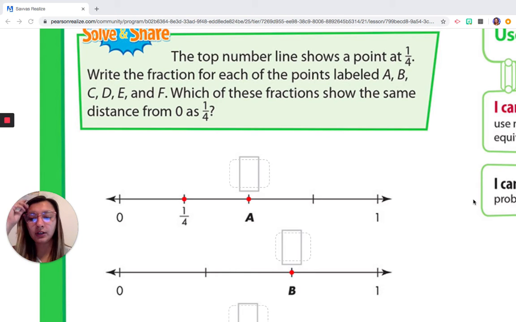All right, so let me read it to you. It says the top number line shows a point at 1/4. Write the fraction for each of the points labeled A, B, C, D, E, and F. Which of these fractions show the same distance from 0 as 1/4? So the first thing that we're going to do is fill in A, B, C, D, E, F, because that's going to be the easiest place to start.